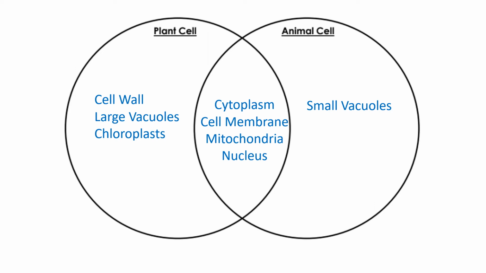And then they both will have cytoplasm, which is the jelly-like fluid. They're both going to have a cell membrane that controls what goes in and out. They're both going to have mitochondria for energy, and they're going to both have nucleuses because they are both eukaryotic cells.